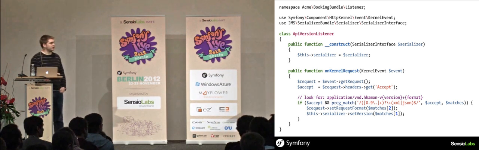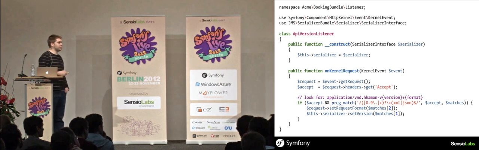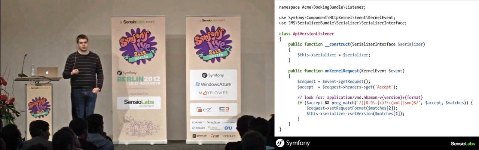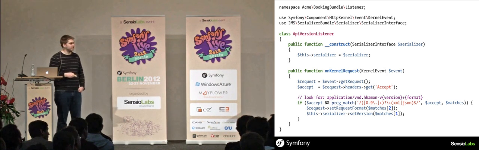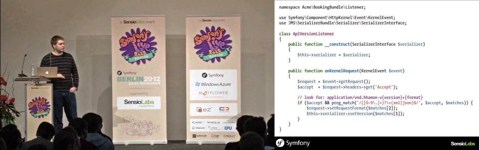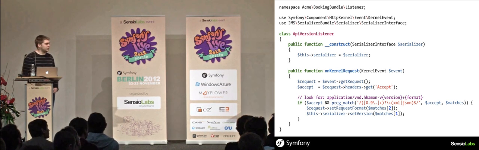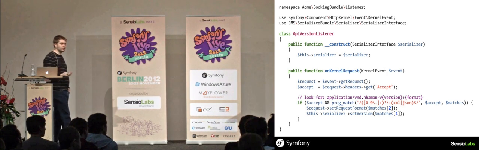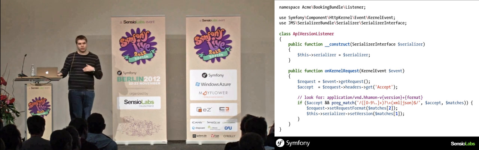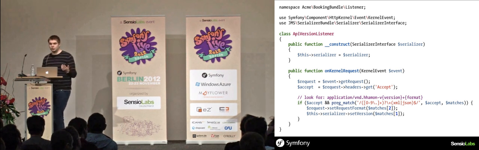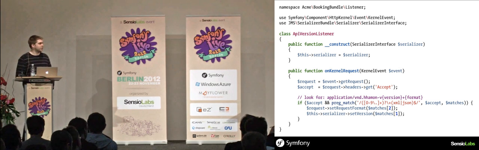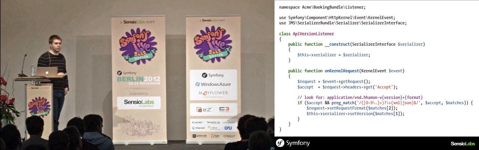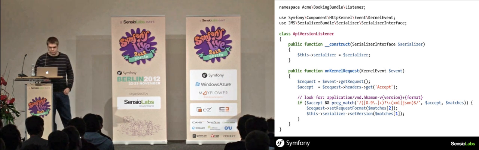You will inject your serializer in this listener, and then you will try to get the version and the format the client wants from the request. And then I will set in the request the request format, so XML or JSON, and I will set the version in my serializer, so that in my controllers, I don't have to take care about the output format. It will be automatically set in the request, and the serializer will automatically serialize my object with this version the client requests.